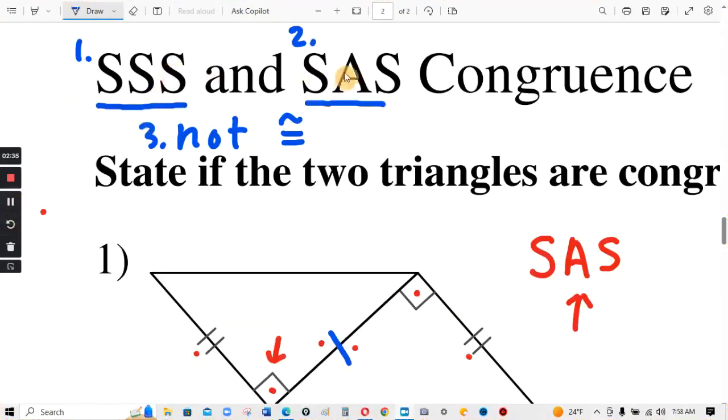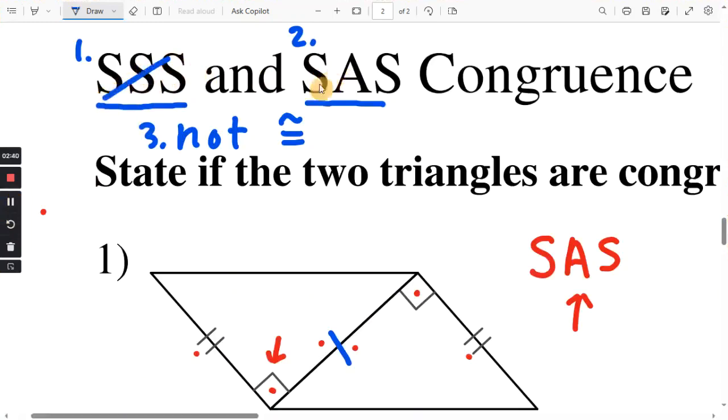Now remember, there's going to be maybe 1 or 2 problems where neither of these work. Okay, and then you're going to have to write not congruent if you can't prove it.